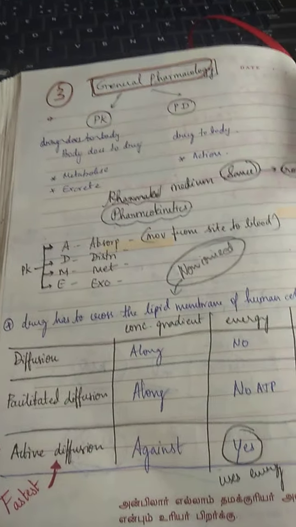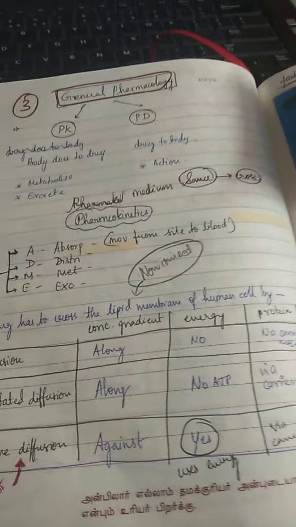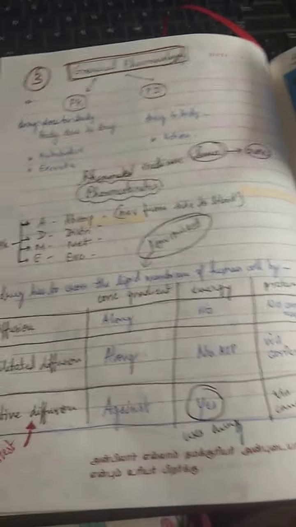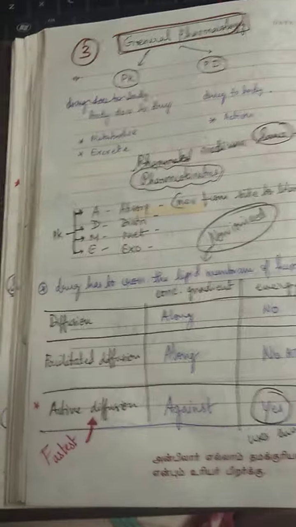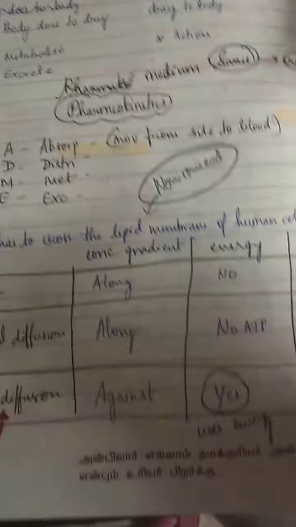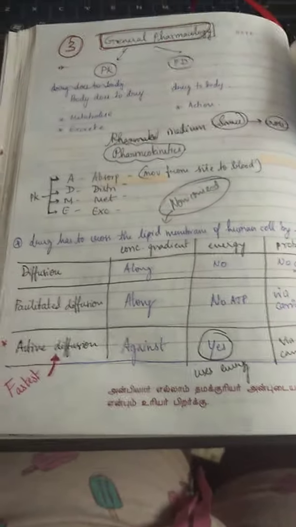So today we'll be talking about general pharmacology. In general pharmacology, there are pharmacokinetics and pharmacodynamics. Pharmacokinetics is what happens to the drug: how is it absorbed, how is it distributed, how is it metabolized, and how is it excreted.